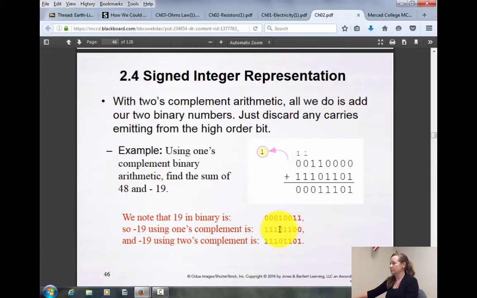Okay, so with 2's complement, the negative 19, first you take positive 19, switch all the ones to zeros and zeros to ones. You add 1 to it. That's your 2's complement of negative 19. And then you just add it to positive 48. And you do actually end up with the correct answer. So that's how a computer stores your negative numbers, and that's how it performs addition, subtraction, multiplication, division. It uses this 2's complement.